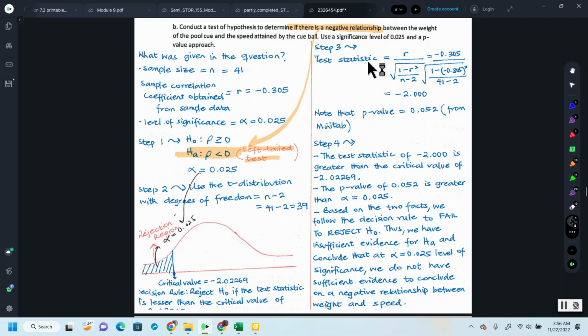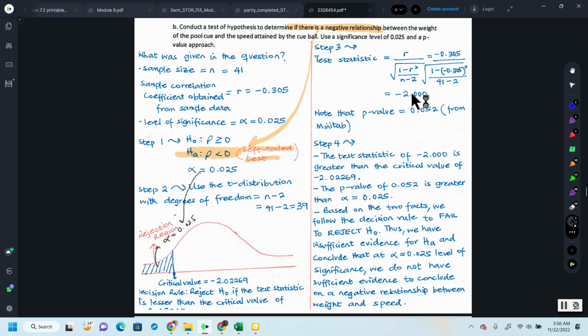We need to calculate the test statistic using the formula here. Your r, you recall, is negative 0.305. Bring it in, plug it in here. Then n minus 2, that is simply the degrees of freedom you obtained here, which is 39. If you compute this, you get approximately negative 2. So in this case, the test statistic is negative 2.